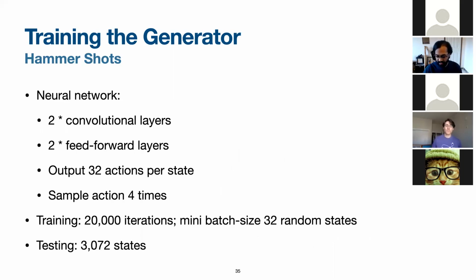In our experiments, we use a neural network as the model that we train. This neural network consisted of 2 convolutional layers, 2 feed-forward layers, and output a set of 32 actions for every state given. We sampled each action 4 times to train our model. We trained our model over 20,000 iterations of batches of 32 randomly generated hammer states. And then we test our model on 3,072 testing states.